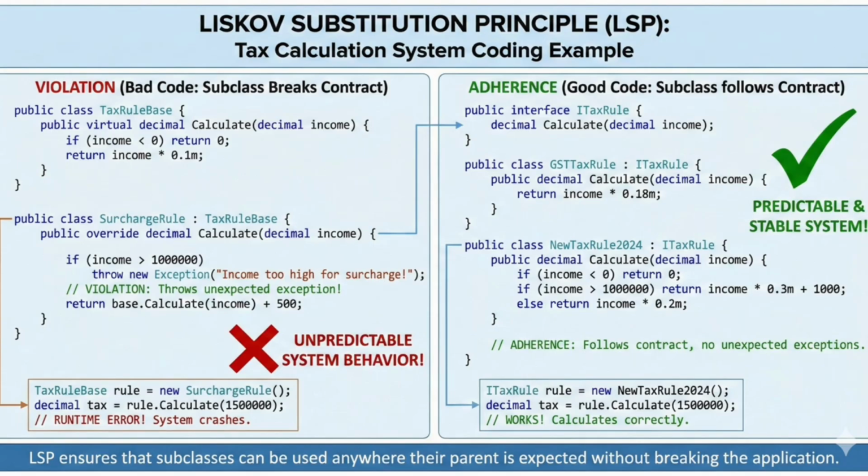Core meaning: LSP ensures that subclasses or implementations can be used anywhere their parent type is expected, without breaking the application or changing its expected behavior. That's what makes the system reliable, safe, and enterprise-ready.